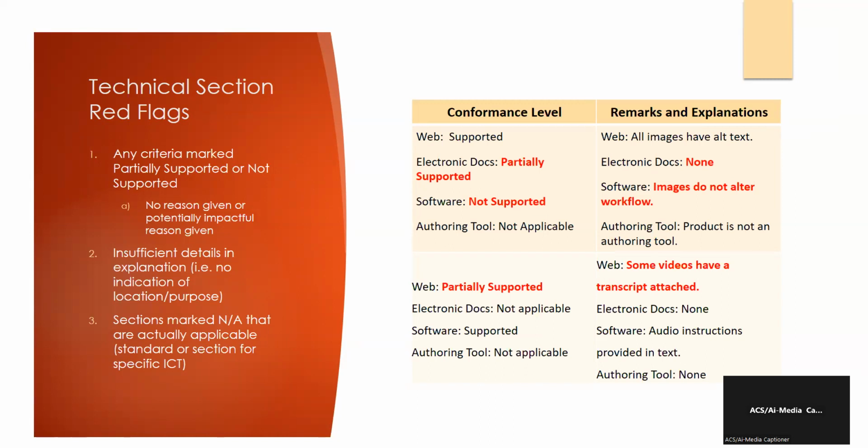Those are things we are paying attention to, because if there's no reason given, why? What's the problem? Why did you claim that only part of your product is supporting this criteria? Or if there's a reason given that it's not supported because they don't feel it's worth the effort, then they need to back that up. So in the case of our example, electronic documents was partially supported and software was not supported for the first guideline, non-text content, and electronic docs just says none.